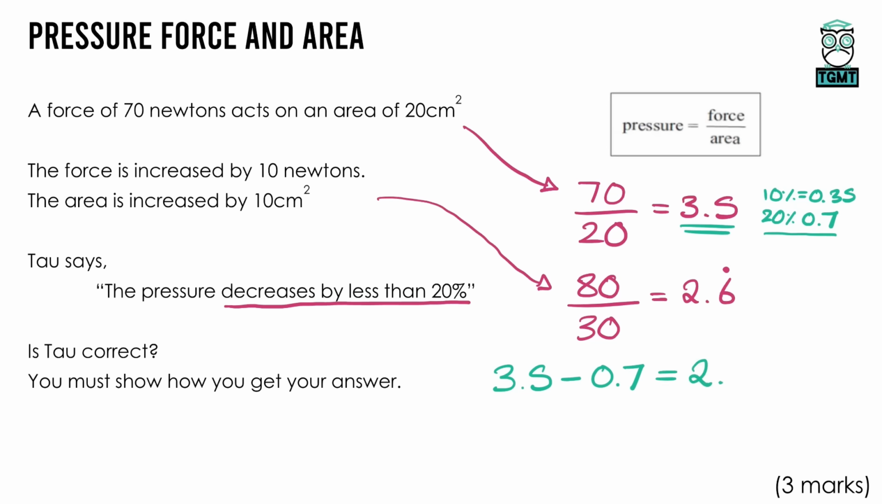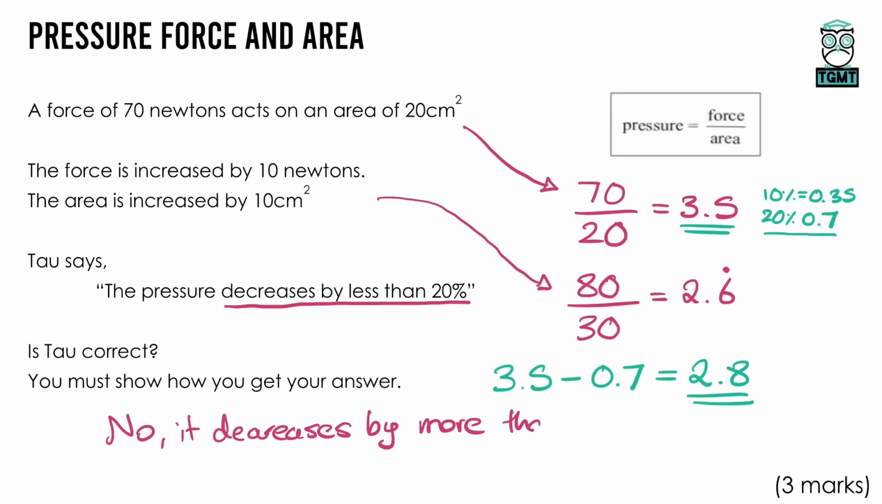So clearly they are different right now. So the pressure decreases by less than 20%. Well, if we decrease it by 20%, it goes down to 2.8. This has gone down to less than 2.8. It's gone all the way down to 2.6 recurring. So actually, no, Tau was wrong. It decreases by more than 20%. So is Tau correct? No. You could say it decreases by more than 20%. There you go, by more than 20%.